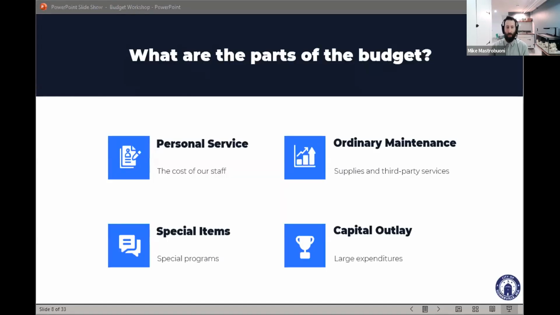So what are the parts of the budget? If you've ever watched a budget hearing, you're familiar with these 4 categories, but we break down our budget on the expenditure side into these 4 categories. Personal services is the cost to pay employees of the city. This includes things like salaries and wages, benefits, overtime, things like that. If a union contract has specific benefits, we budget that in personal services.